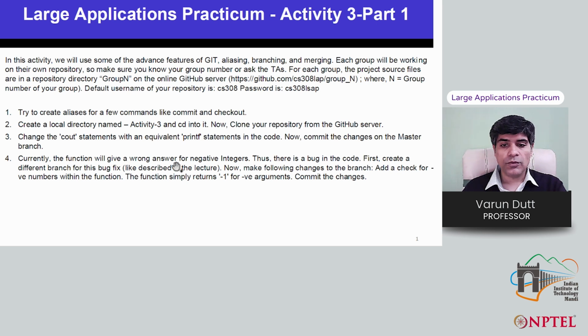Currently the function will give you a wrong answer for a negative integer, so there is a bug, and you need to fix it. You can create a different branch, like hotfix, to fix that bug, and then make the following changes on the branch: add a check for negative numbers. You can change the for loop, add the check, and then commit on that particular branch, and this will allow you to fix the bug. In the next lecture, we will see how to bring the changes back into the master branch so that you can merge the two branches together.